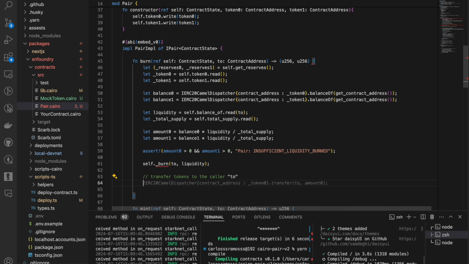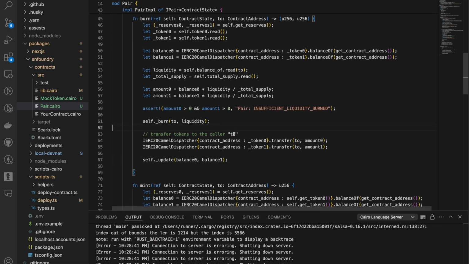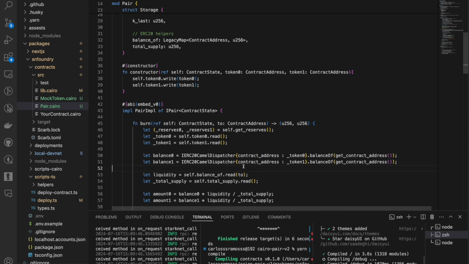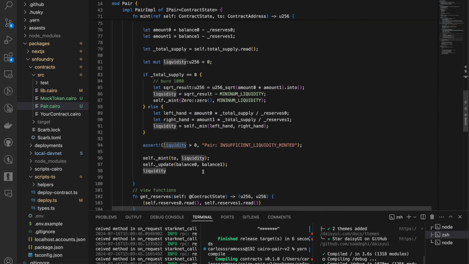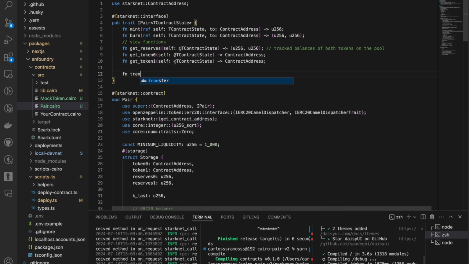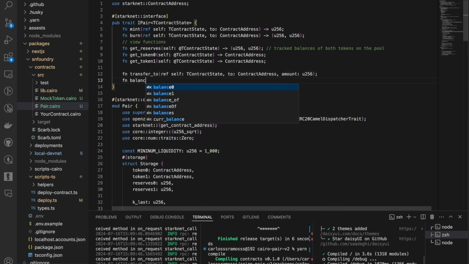And then let's see this. So we transfer the first amount, the second amount, and then we update the balances. We return both amounts as the return outputs of this function burn, and that's pretty much it. We need to create a few functions that represent the ERC20, like transfer to, and balance of.